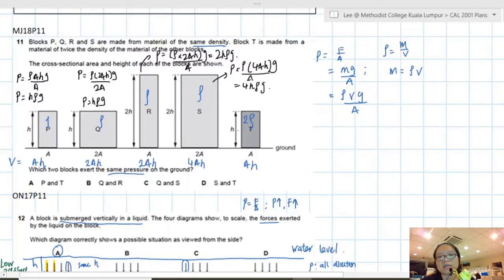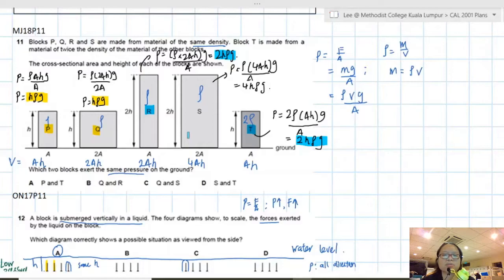Actually, there's a slight mistake here. I should divide by 2A. I will correct it later. So for this one the density is doubled. A times H g divided by A. I'm just substituting rho, V and g, that's all. So this is 2H rho g. You will notice that P and Q are the same. Unfortunately, no answer. You have 2H rho g for R and T.